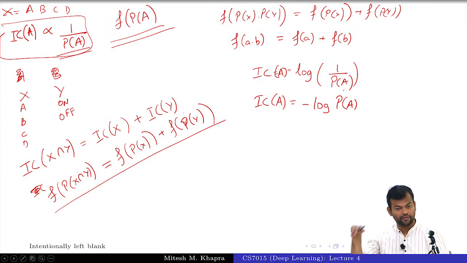So that's why the information content of this thing is this. You see how we arrived at this log formula? This log can just be to any base, it doesn't matter. So all of you get how we arrived at the formula for information content?